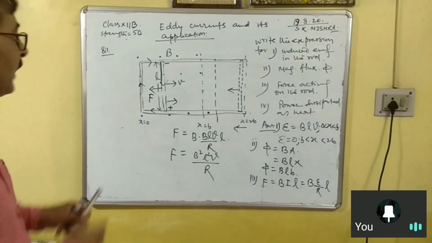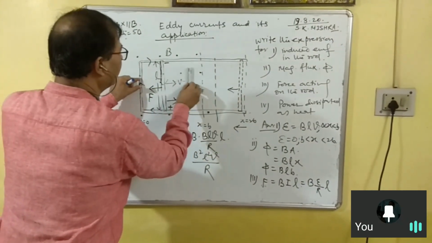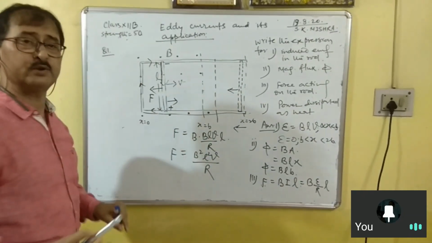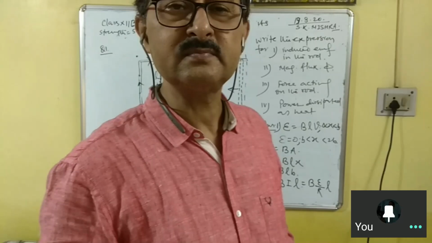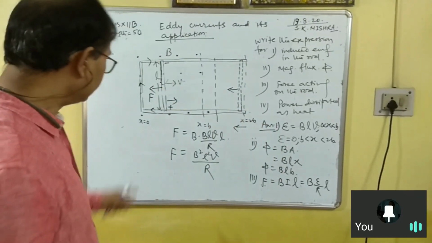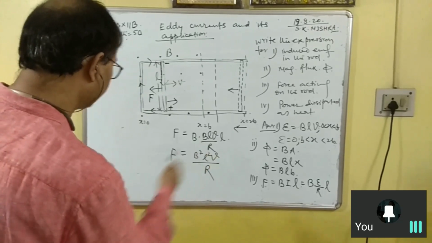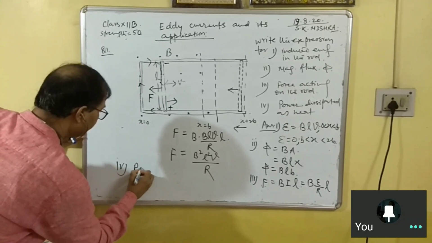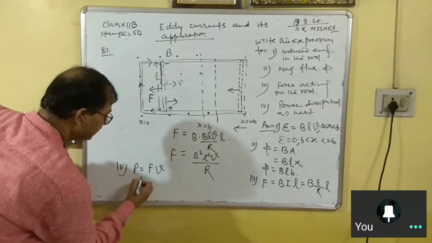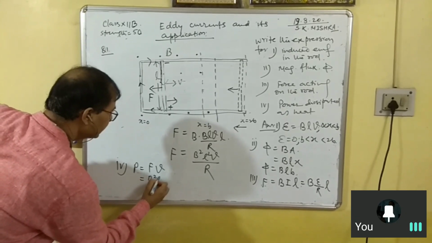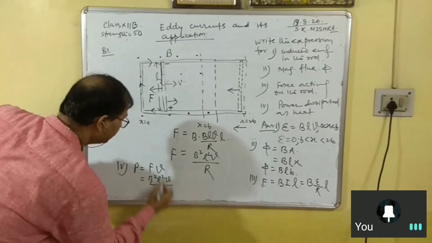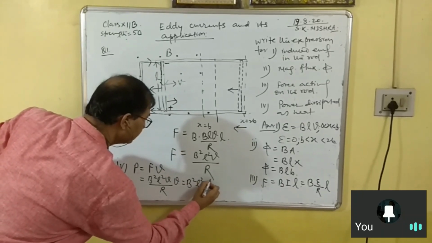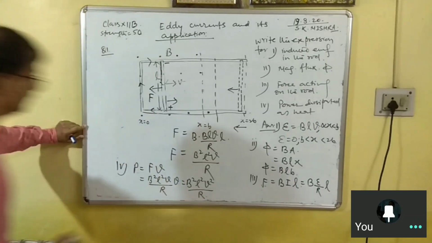Why is the flux increasing? Because you are increasing this area. The area of the loop bounded will increase, so the increase in area will increase flux. So this is the force, the third part. The fourth part is power. Power is equal to F into v. F is B squared L squared v by R, times this v, so the power is B squared L squared v squared by R.